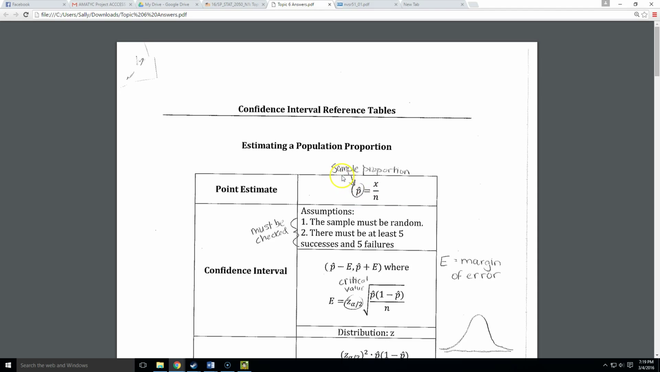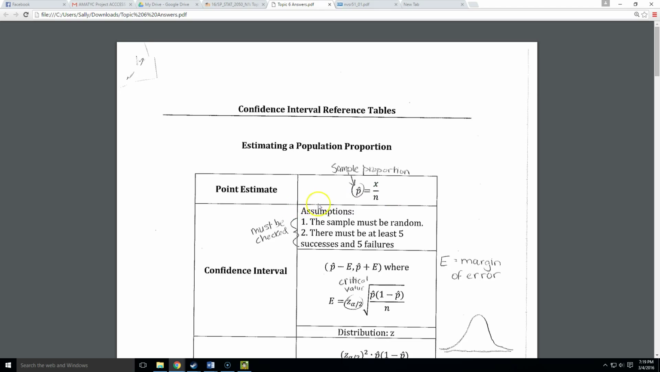P hat is the notation for sample proportion, and this x and n are the same x and n as they were in Unit 2. So x we also refer to as k. As if we don't have a lot of letters as it is, now we have one that has two different meanings. But x is your number of successes, and n is your total sample size.